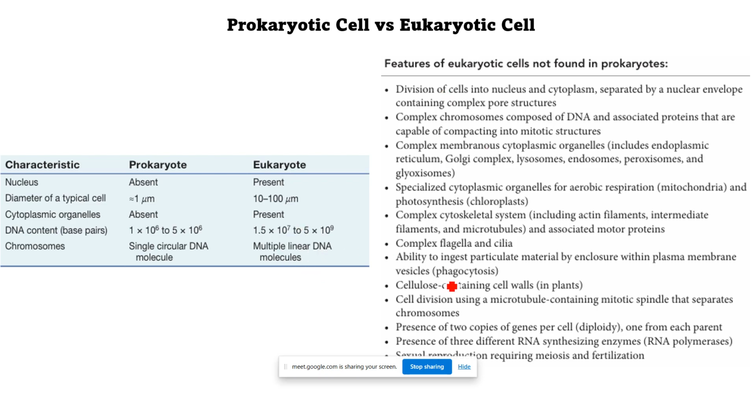Okay, so you can go through this. I will share these slides. You can read about all these. So, what are the features of a eukaryotic cell not found in prokaryotes? The nucleus is present, with the cytoplasm separated by a nuclear envelope, right? All these points you all know. In plant cells, a cellulose-containing cell wall is present.